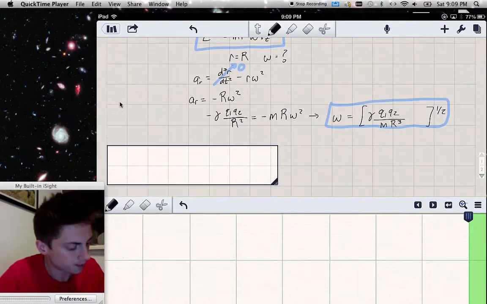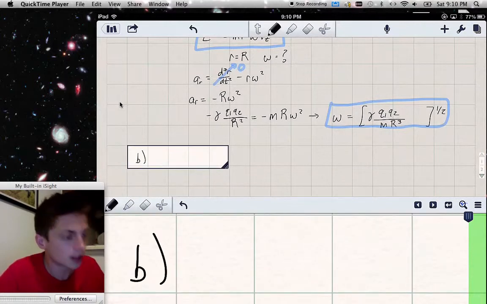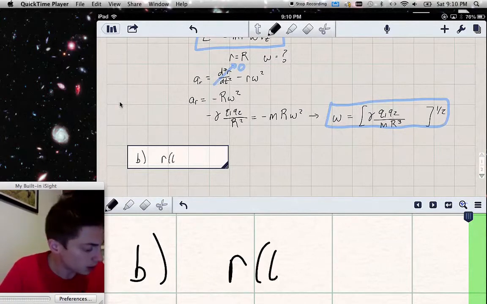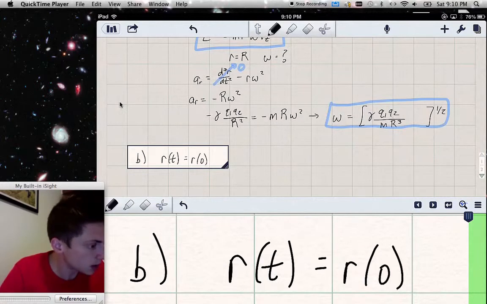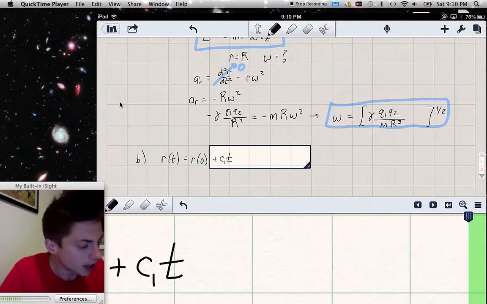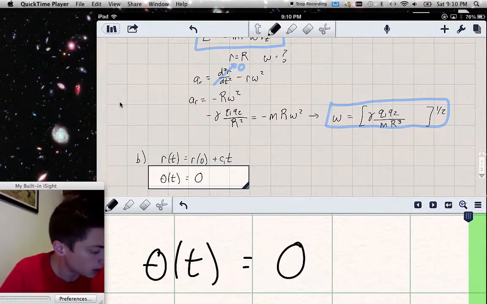Part B. Part B is, if instead of moving in a circle, the electron's position is given by r of t equals r0 plus c1 t, and theta of t is given by theta 0 plus c2 t.